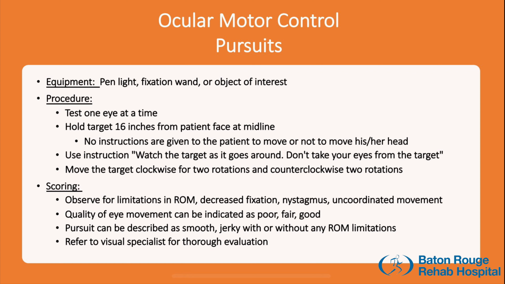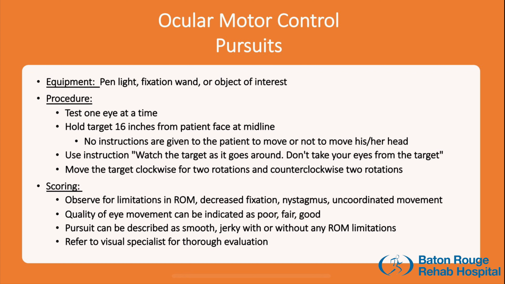In order to assess pursuits, you will present a target 16 inches from the patient's face at midline. You will instruct the patient to watch the target as it moves without taking their eyes off of the target. You will then move the target clockwise for 2 rotations and counterclockwise for 2 rotations. Someone with intact pursuits should be able to follow the complete rotations with smooth and coordinated eye movements.